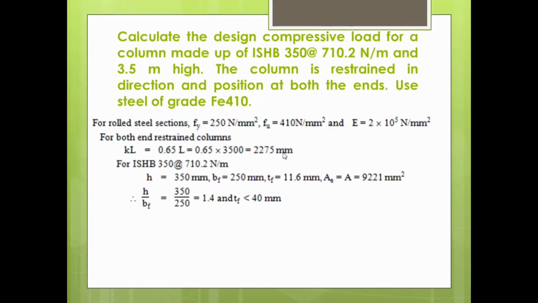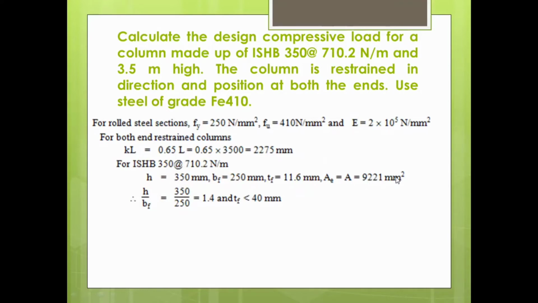So for ISHB 350 at 710.2 Newton per meter, now you go to the steel table. In the steel table, these are the geometrical properties given. Overall depth is 350 mm. Then width of flange is 250 mm. Then thickness of flange 11.6 mm. Area is 9221 mm square.